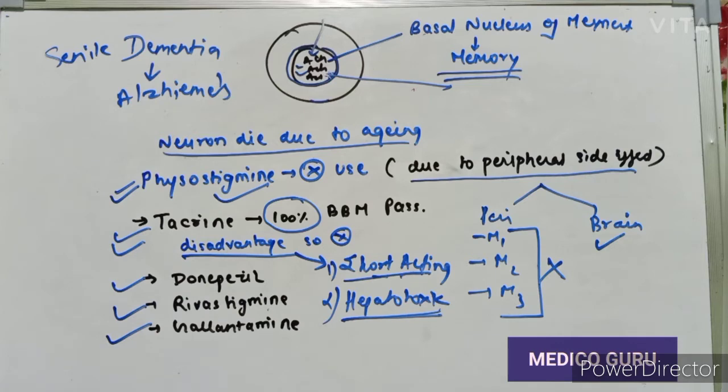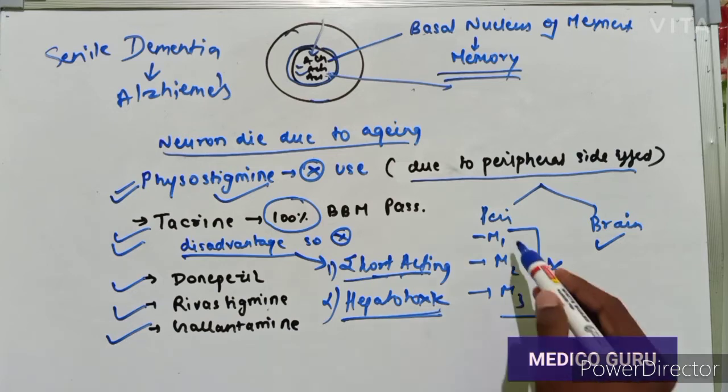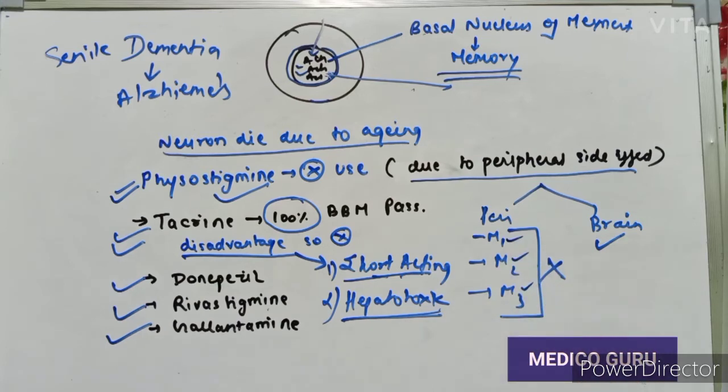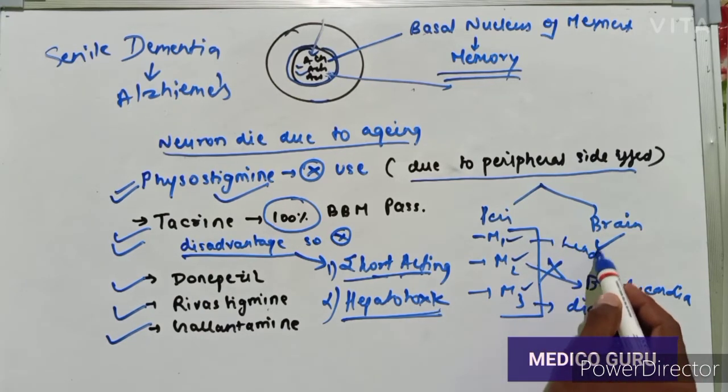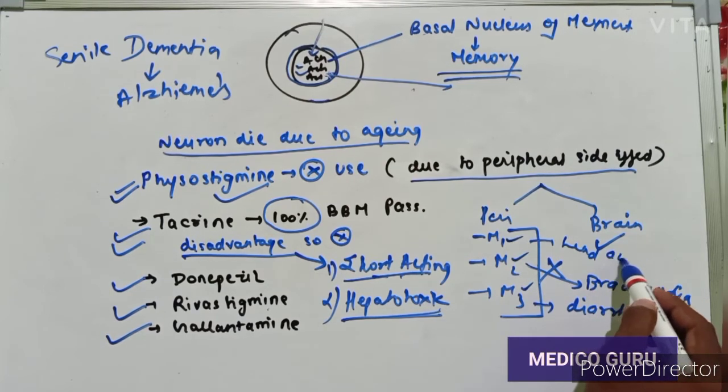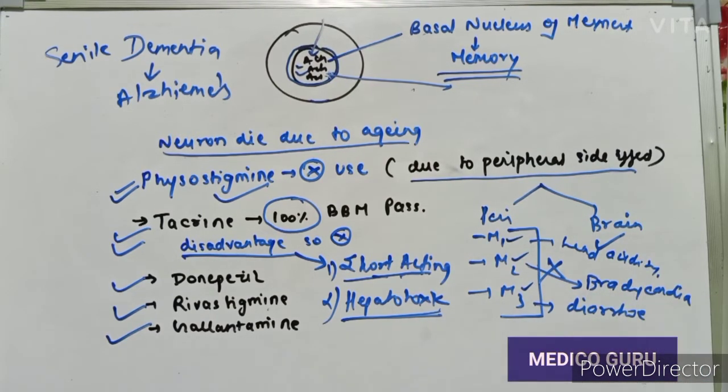Okay, we cannot use physostigmine because it has a peripheral side effect, and it stimulates M1, M2, M3 receptors, and it can cross. If it stimulates the M2 receptor, it causes bradycardia, it decreases the heart rate. In M3 it can cause diarrhea, it stimulates the GIT and causes diarrhea. In M1 it can cause acidity. Okay, that's why these have the peripheral side effect. That's why we cannot use physostigmine.